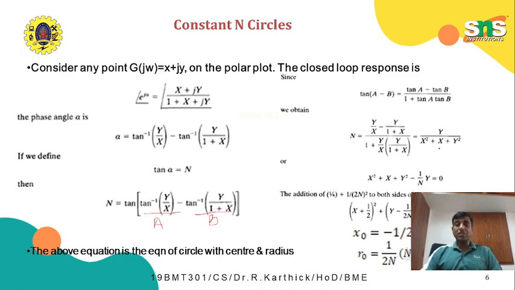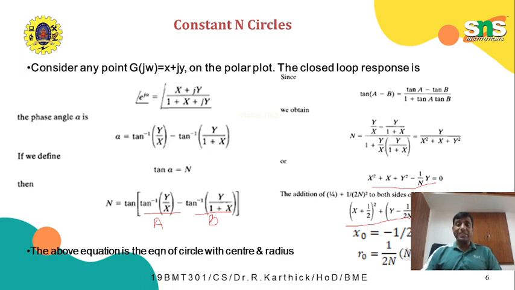Finally we just cross multiply it and we get the expression, and grouping the like terms together, now we get this expression. Now the addition of 1 by 4 plus 1 divided by 2N the whole squared on both sides of the equation, it yields this equation again, which is an equation which represents the circle. So again x squared plus y squared is equal to r squared. So it is an equation of a circle.